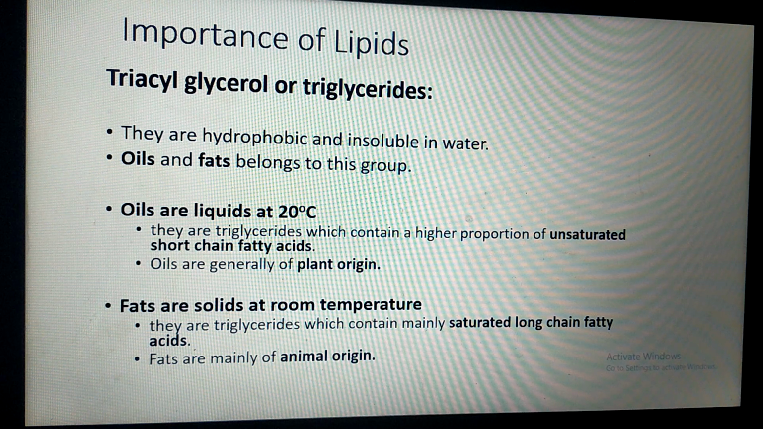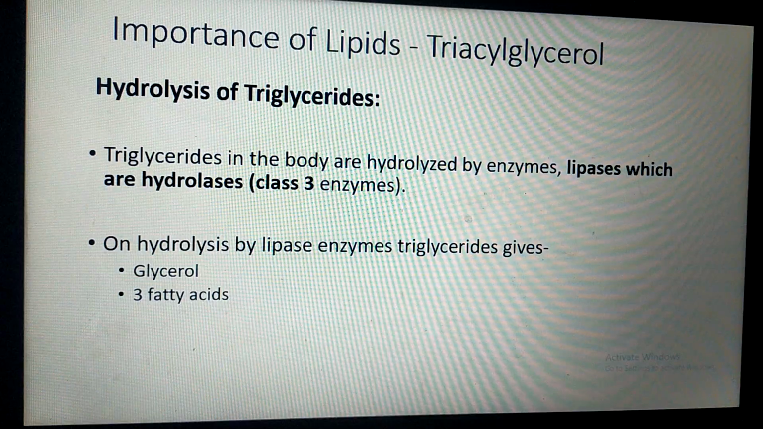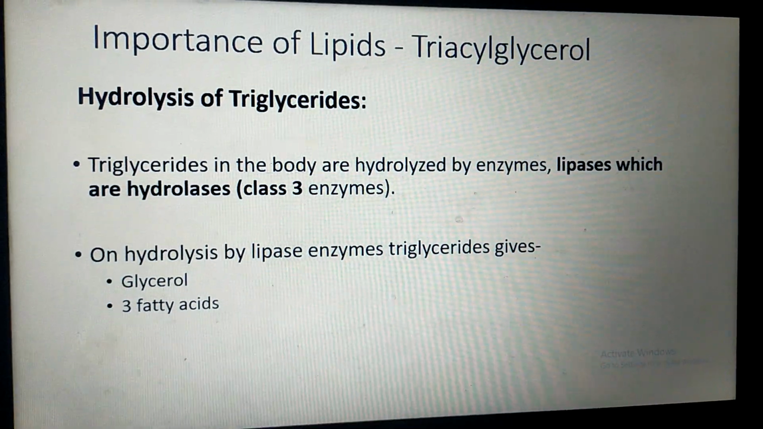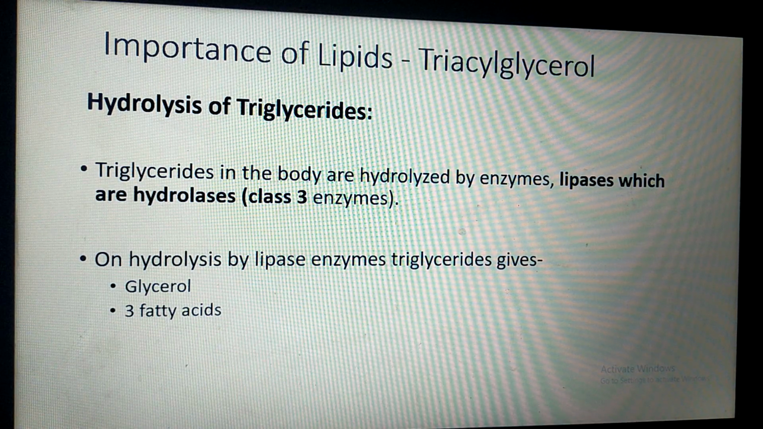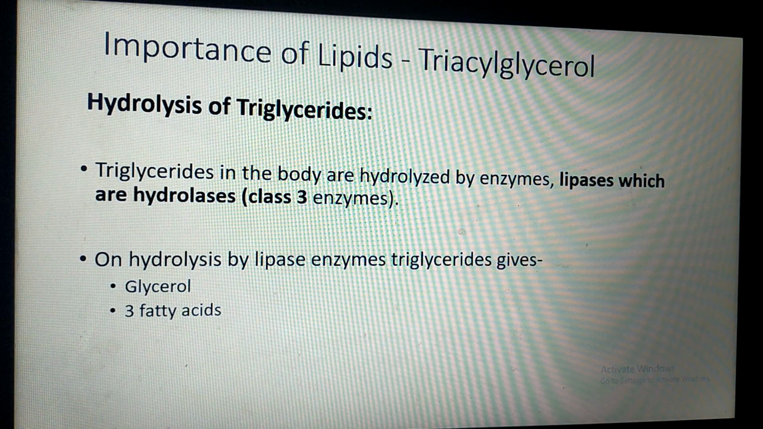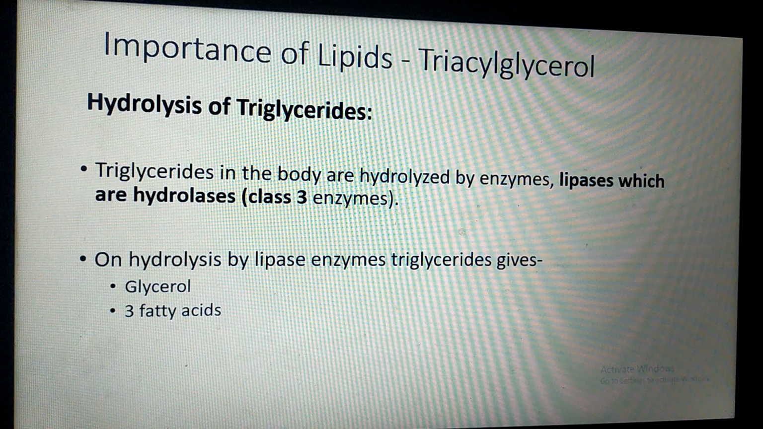Oils and fats contain triacylglycerol. This triacylglycerol in our body can be hydrolyzed by enzyme lipase, which belongs to hydrolase class. On hydrolysis of triacylglycerol by lipase, you will get glycerol and 3 fatty acid molecules.